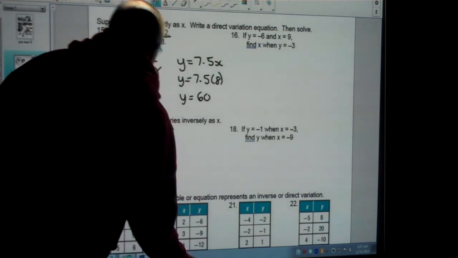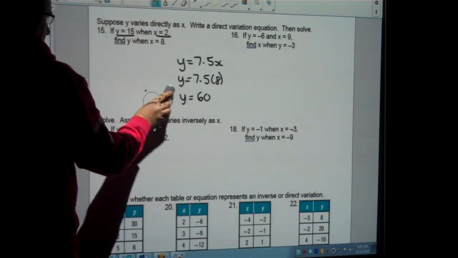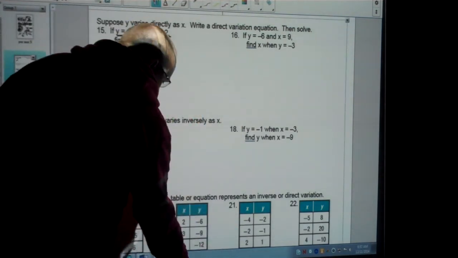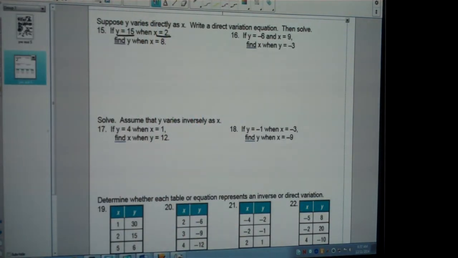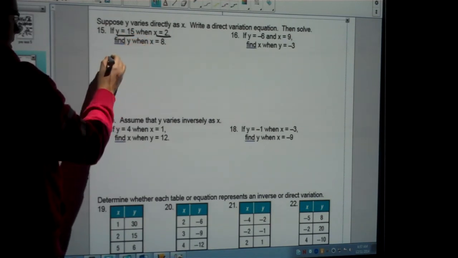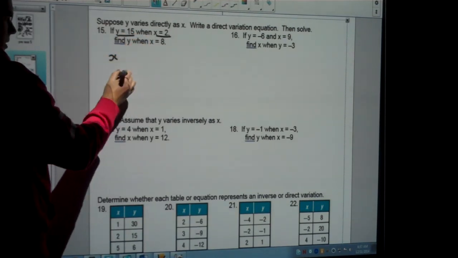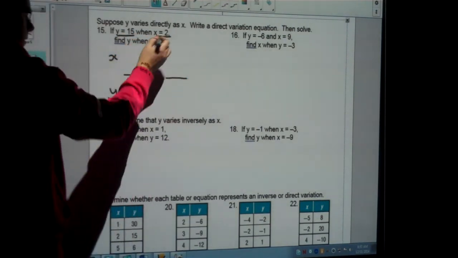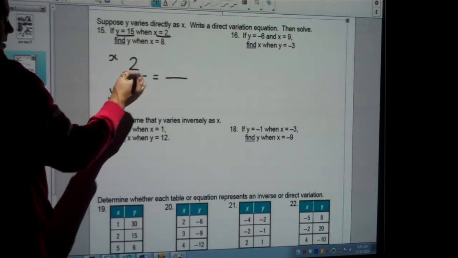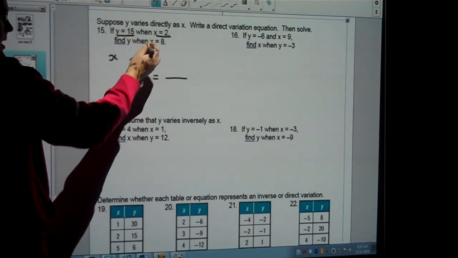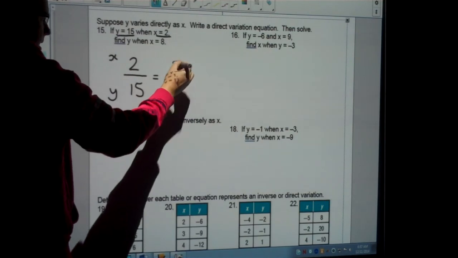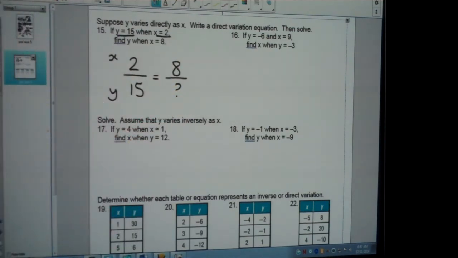Now if the question didn't ask us for the formula, and it just asked us to find the value of y, sometimes we do these questions in a different way, by proportions. So I pick which way around I want to do my x and y. For the first one it says x is 2 and y is 15. And for the second one it says x is 8, and then I've got to figure out what y is.